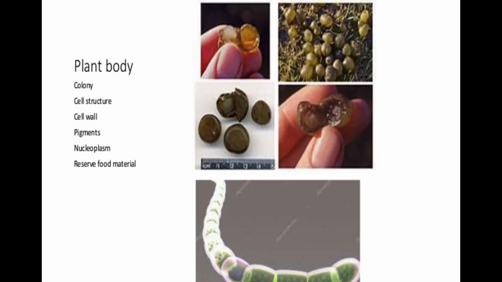Now we will talk about the plant body or the vegetative structure, in which we will take the topics of colony, the cell structure, cell wall, pigments present inside Nostoc, the nucleoplasm and reserve food material. You can see the Nostoc colonies here.